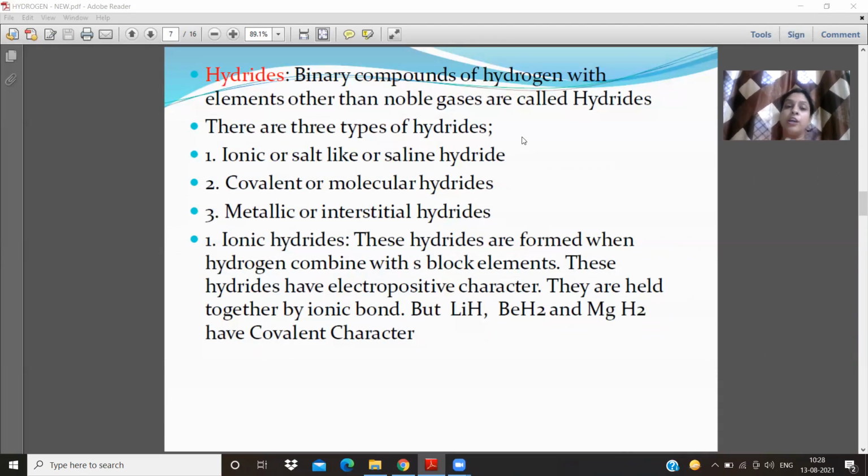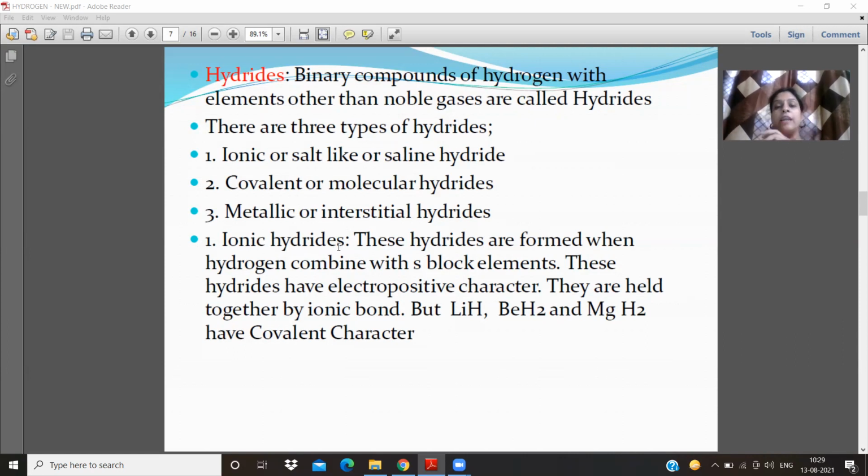First one is the ionic or salt-like, जैसे कि हम saline hydride भी कहते हैं. The second one is the covalent or molecular hydride, and the third one is the metallic or interstitial hydride. So beta, if we are talking about the ionic hydride, तो क्या होगा ये? These hydrides are basically formed when hydrogen combines with the alkali metal or alkaline earth metal.